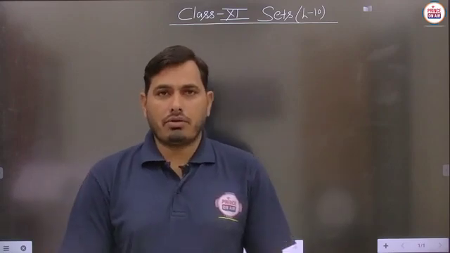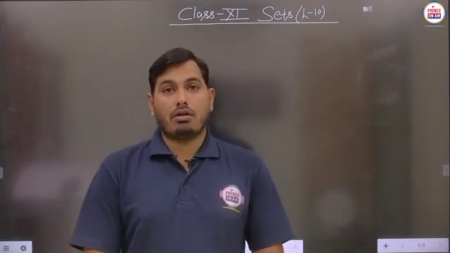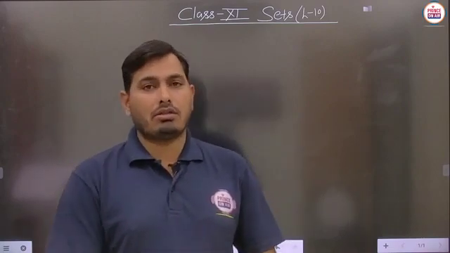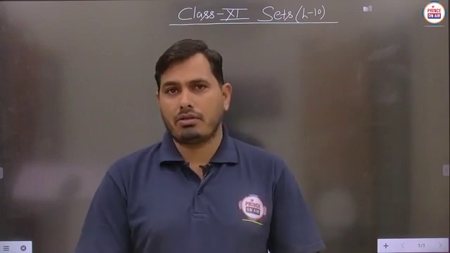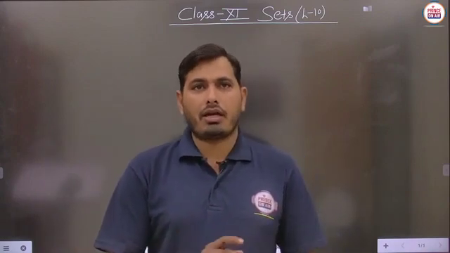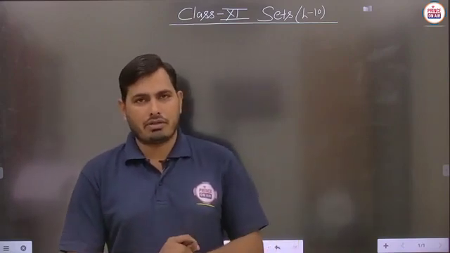Hello students, in the previous class we discussed exercise 1.4, and in that exercise we discussed some basic operations on sets, where we have to make the Venn diagram for particular operations like union, intersection and difference. Is it clear?